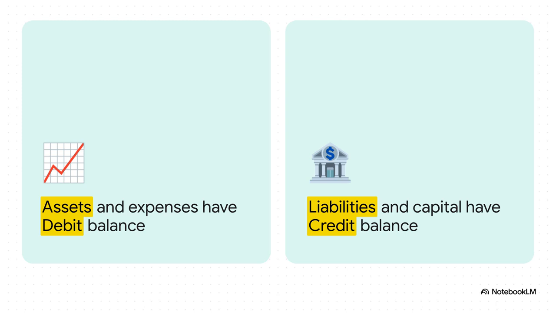Group 1 contains your assets and your expenses. In this modern framework, assets and expenses naturally possess a debit balance. Group 2 handles everything else: liabilities, capital, and income. These 3 heads naturally carry a credit balance. Honestly, locking in the fact that assets and expenses live natively on the debit side is the only key you need to unlock the rest of the whole shebang.